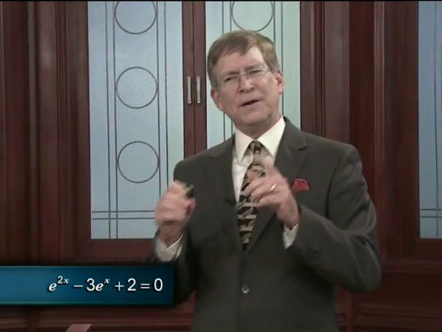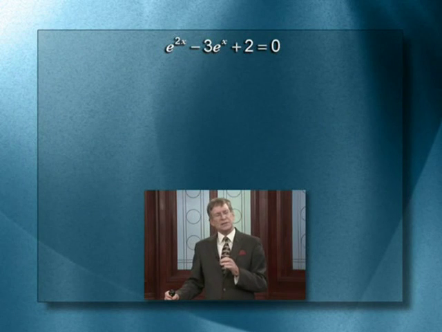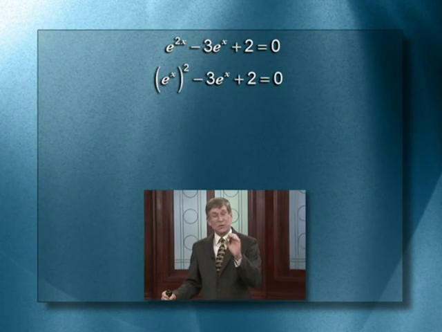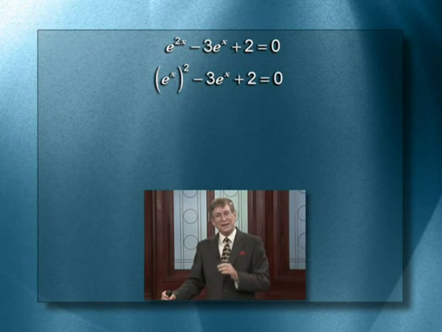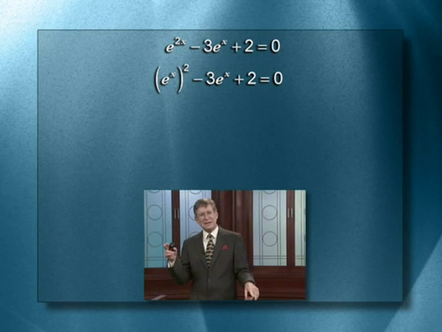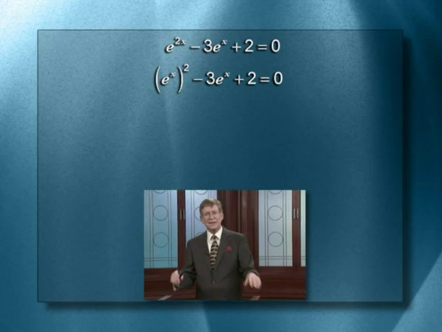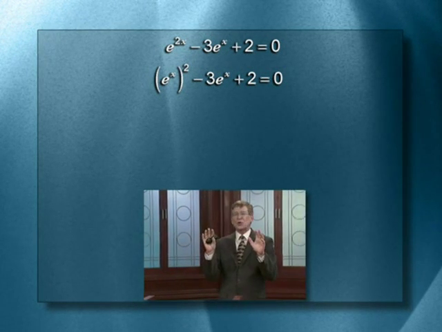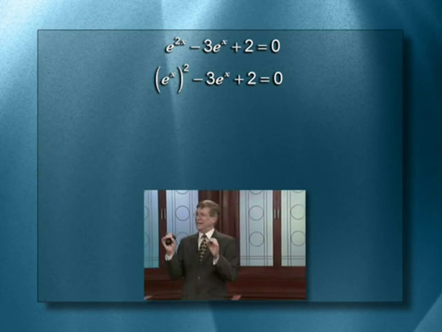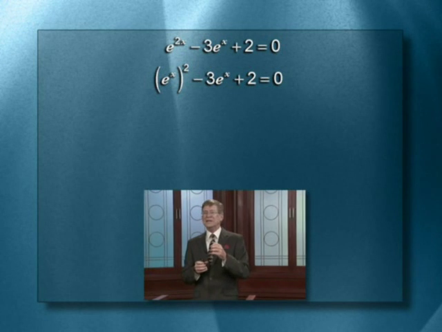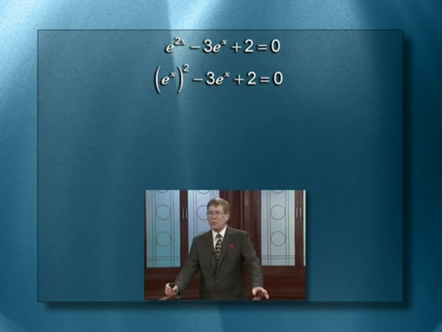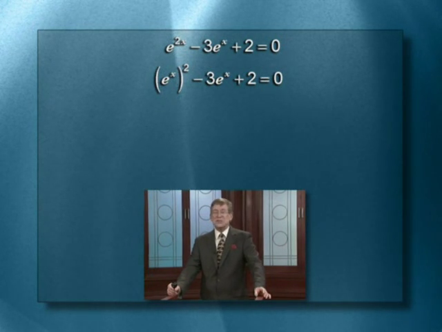Well, notice the following. e^(2x) is the same as (e^x) squared. That's one of those properties of exponents. So now I can write this as (e^x)^2 - 3e^x + 2 = 0, and think of it as a quadratic polynomial. But it's not a polynomial in x. It's a polynomial in e^x. Isn't that cool? This looks like a quadratic, except the variable now is e^x.